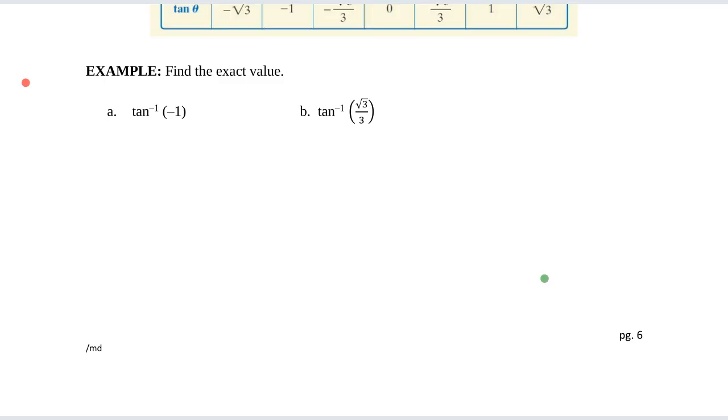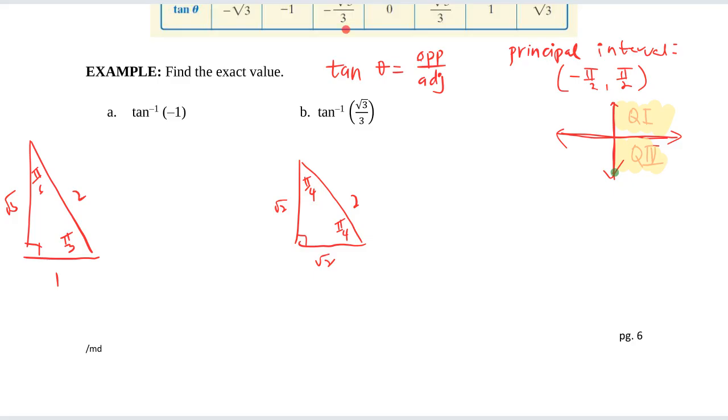Okay, so let's go ahead and find the exact value of the inverse tangent, just the way we did with the inverse sine and inverse cosine. Now I have written here all the information we need in order to find the exact value of the two following expressions. Same procedure, just like in sine and cosine.